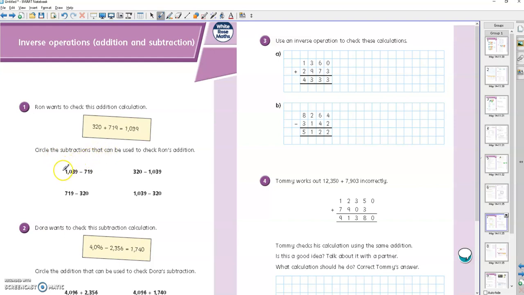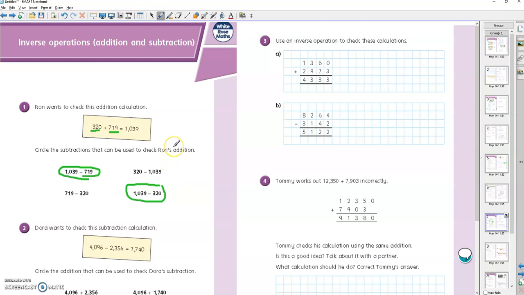So we could do 1039 take away 719, and if he did it right, he should get 320 as the answer. Or you could do 1039 take away 320, and if you've done the question correctly, you should get 719 as your answer.